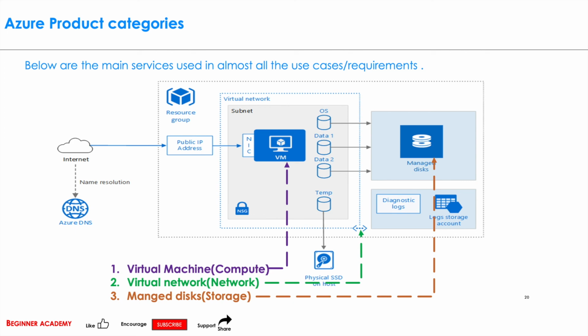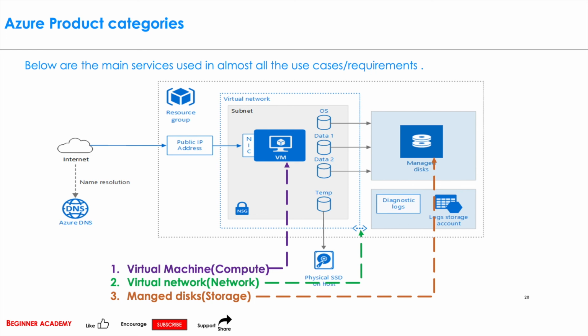Third one being managed disk. If we have a virtual machine, then obviously we would be installing an operating system and installing WordPress, right? We need storage in order to save all these files. In this case, we use managed disk as part of our storage services to store all the data. Obviously, this managed disk would be attached to a virtual machine, right? So, yeah, this is the high level of all the three services.